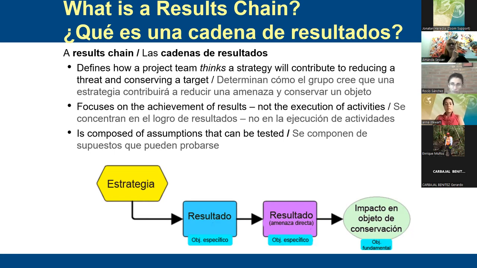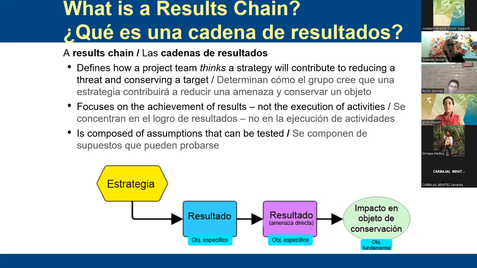And another big point is that we are focusing on the achievement of results, not the execution of activities. So often in our annual reports or our final reports, we say, oh, we had 5 workshops for a total of 300 people. Isn't that amazing? That's not a result. That's an activity. The result would be we had 5 workshops, and because of those workshops, we had a change in the way that fishers are thinking about the timing and the seasonality of harvesting.